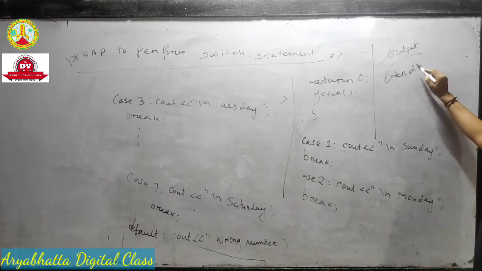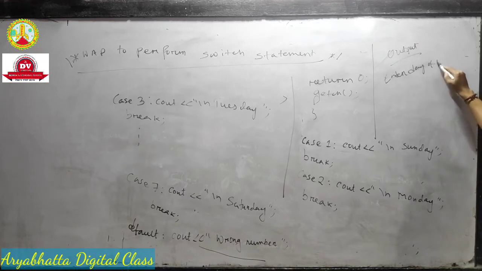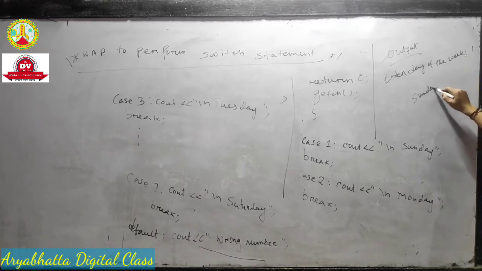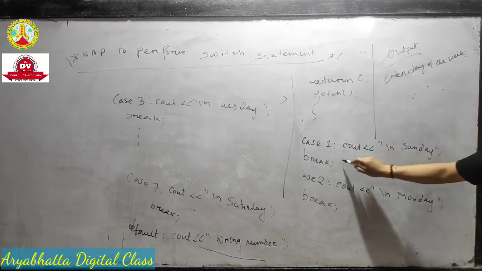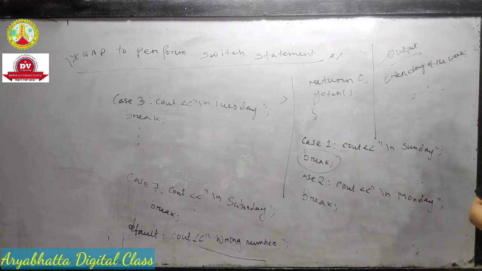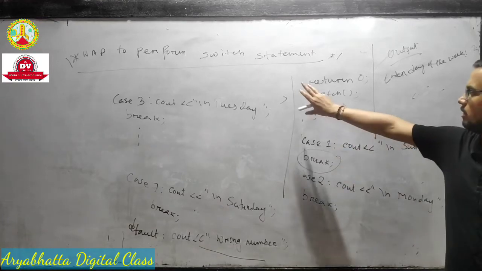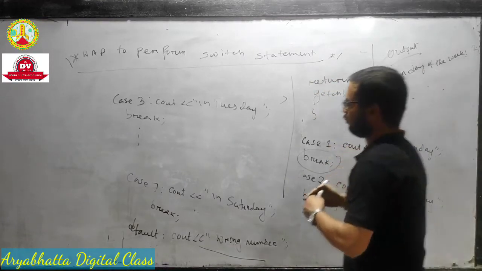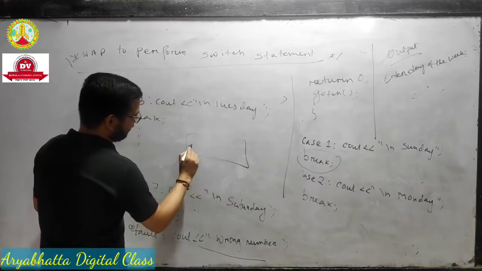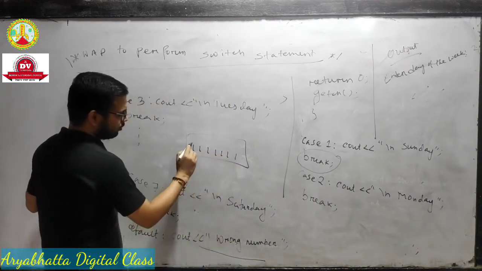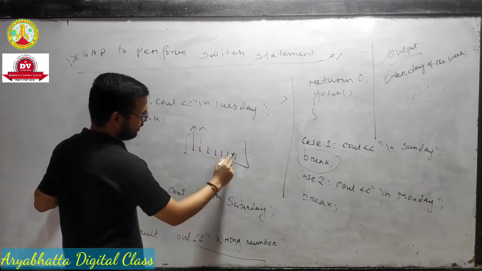Enter day of the week. If you take 1, then your output will simply be Sunday. Okay. If you take 2, your output will be Monday, because the break statement is used. The switch statement is simple, like a switchboard. You have 7 switches. The first switch is for Sunday, the second switch is for Monday, and the last one is Saturday.